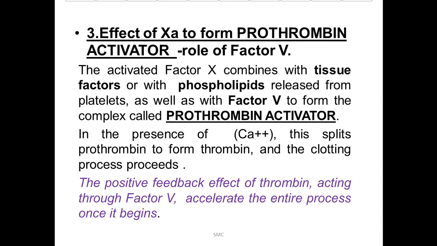Effect of 10A to form a prothrombin activator, role of factor V is also there. The activated factor 10 combines with the tissue factor or with the phospholipids released from platelets, as well as with factor V, to form the complex called prothrombin activator. In the presence of calcium, this splits prothrombin to form thrombin, and the clotting process proceeds. The positive feedback effect of thrombin acting through factor V accelerates the entire process once it's begun.